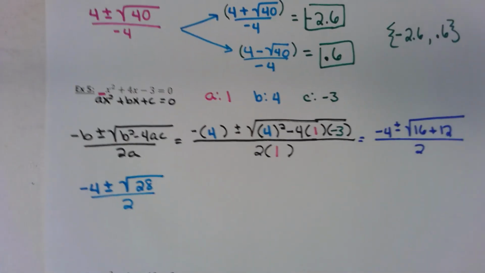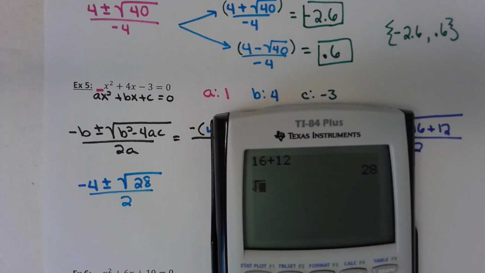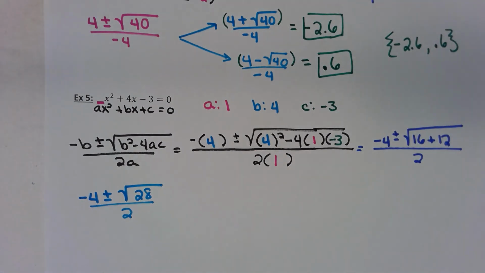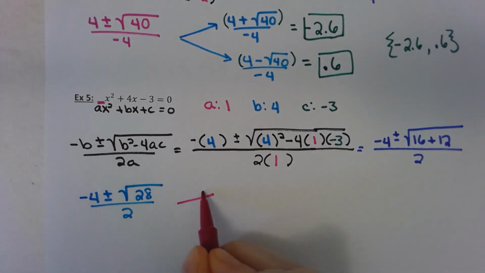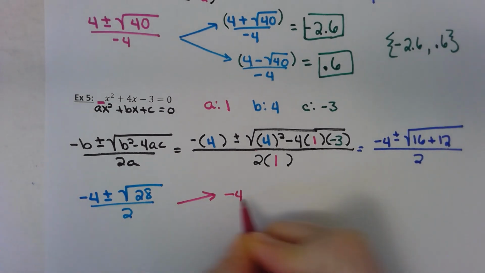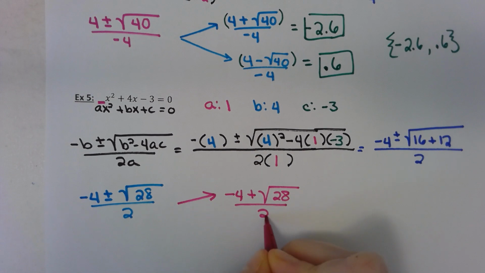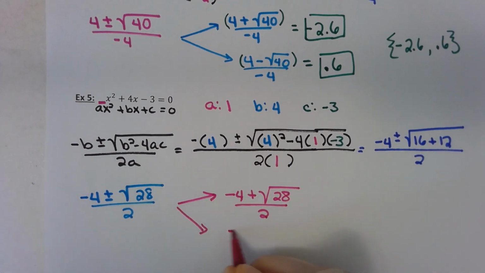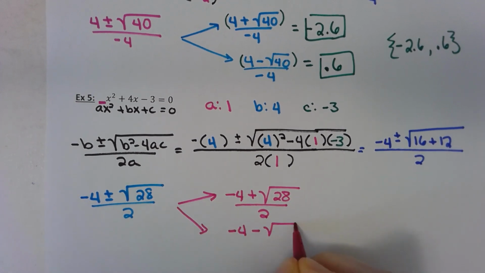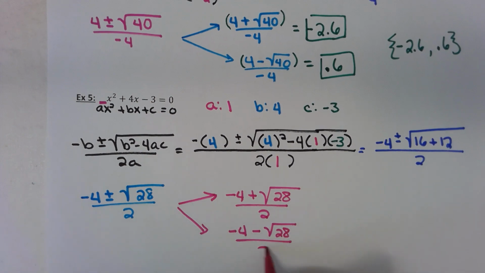And since 28 is not a perfect square, when I take the square root of 28, I get this ugly decimal. That's how I know it's not a perfect square. Since it's not, this is the place where we are going to separate your answers. Sometimes your teachers will require you to leave your answer looking like this: -4 plus the square root of 28 divided by 2, or -4 minus the square root of 28 divided by 2.